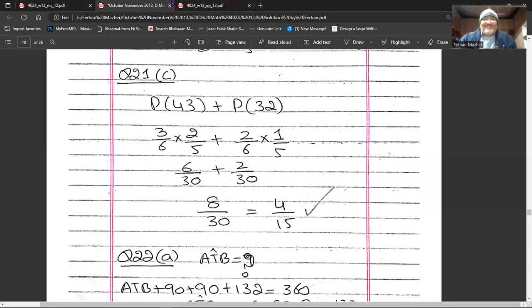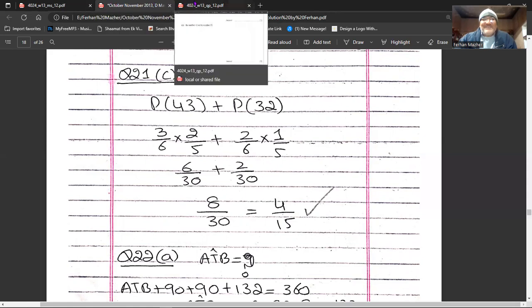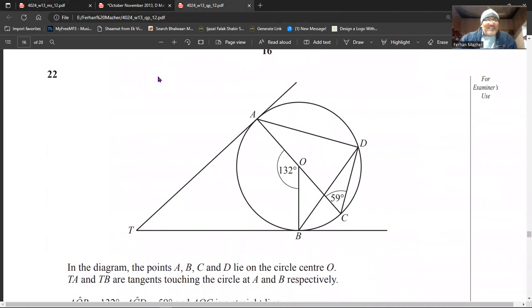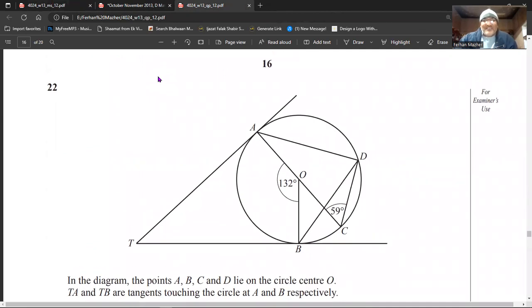I hope you have studied your chapter of probability. Okay, that is in the D4. In our book D4, the book from which we prepare for the Cambridge, New Mathematics Syllabus, 7th edition, book 4, book 3, book 2, book 1, that probability chapter is in book 4. Okay, question number 22.